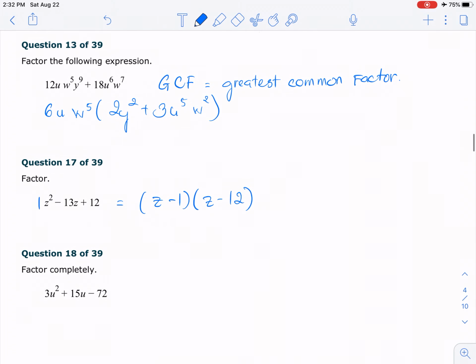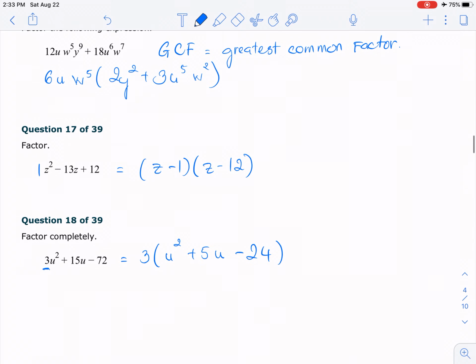Okay. Number 18, as you can see, we have the 3 in front, right? So hopefully that 3 is just the GCF. And once you take out that 3, the problem's going to get easier. So if I take out the 3, it's going to be u squared plus 5u minus 24.